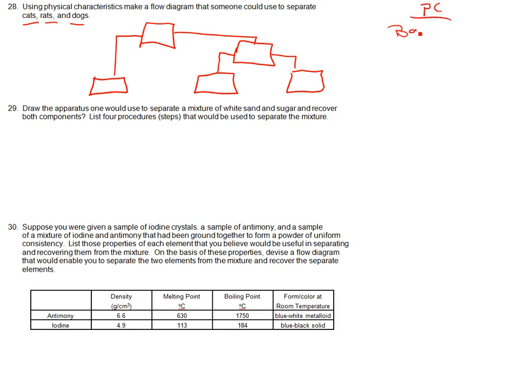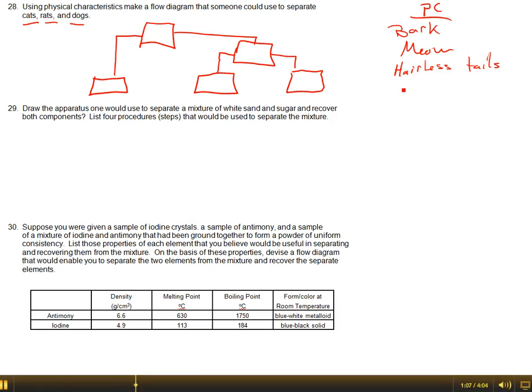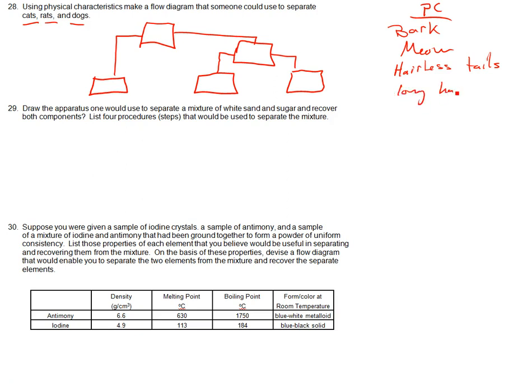Dogs bark, cats meow, rats have hairless tails, long hair on some cats and dogs, so that was not very good. I guess it's both. I don't know. I can't think of any more. There are plenty more, but that's just off the top of my head, and 3 is plenty because I only need to ask 2 questions anyway.